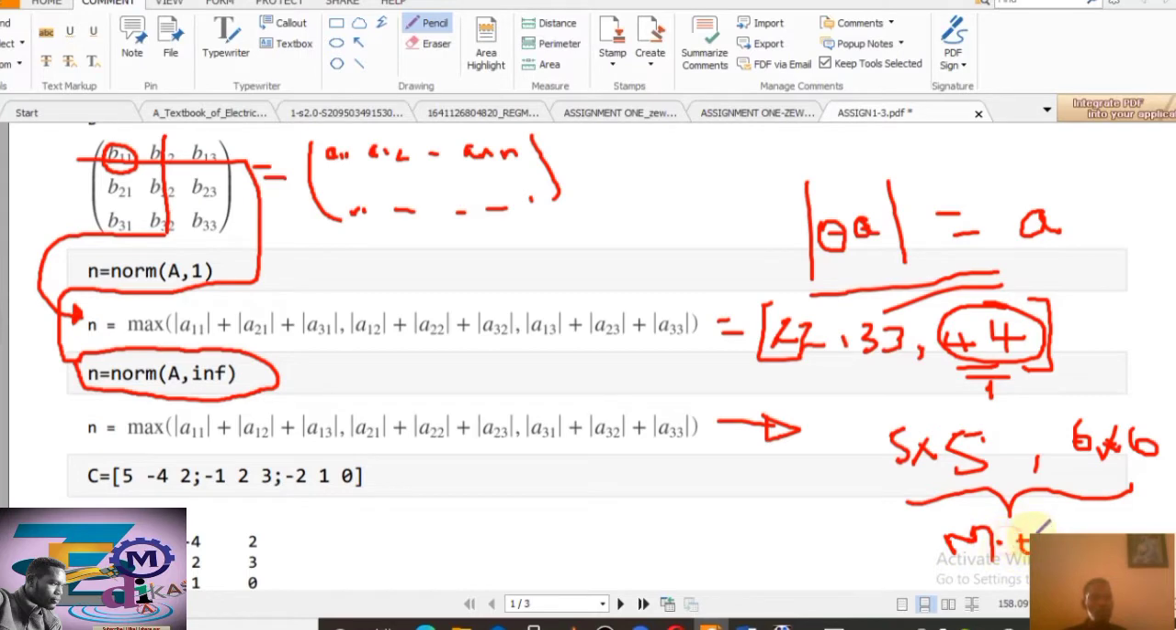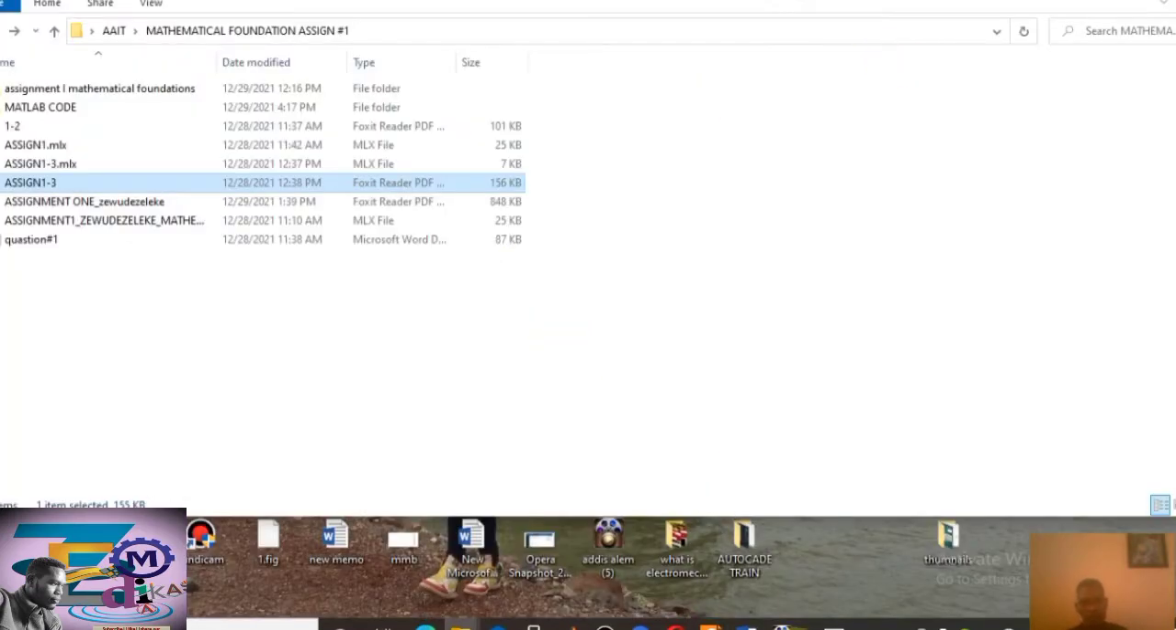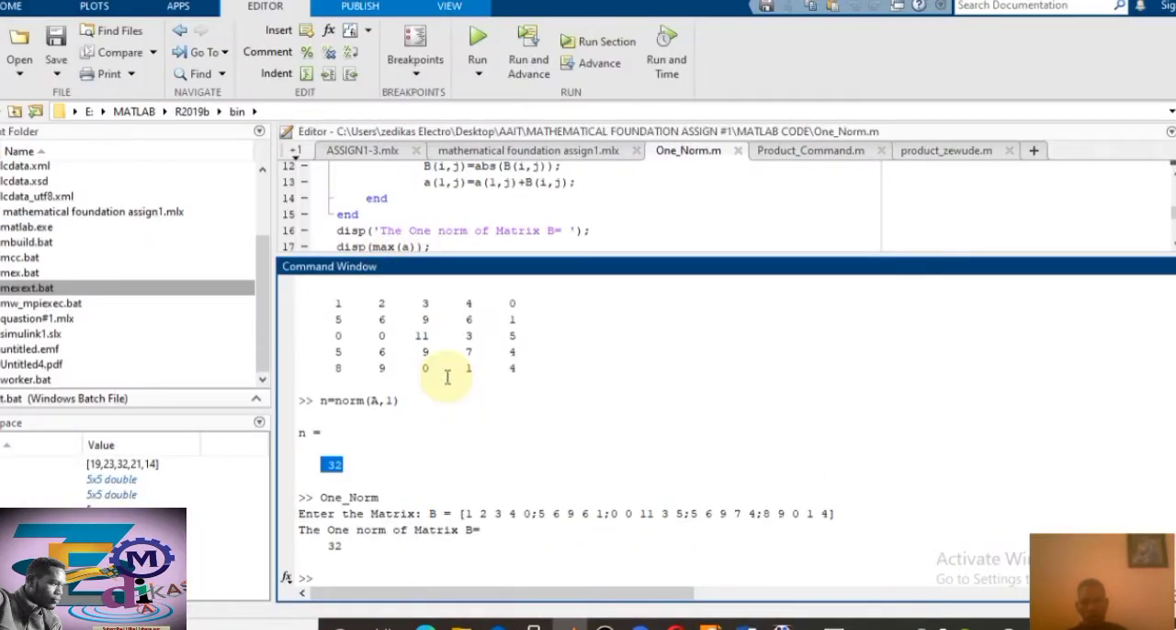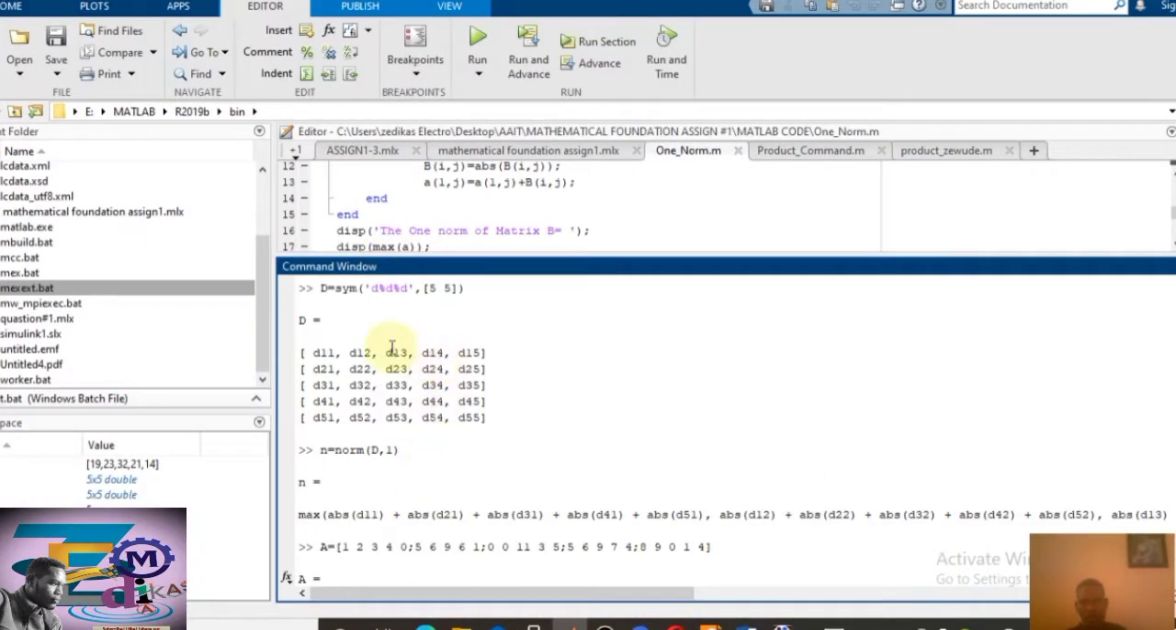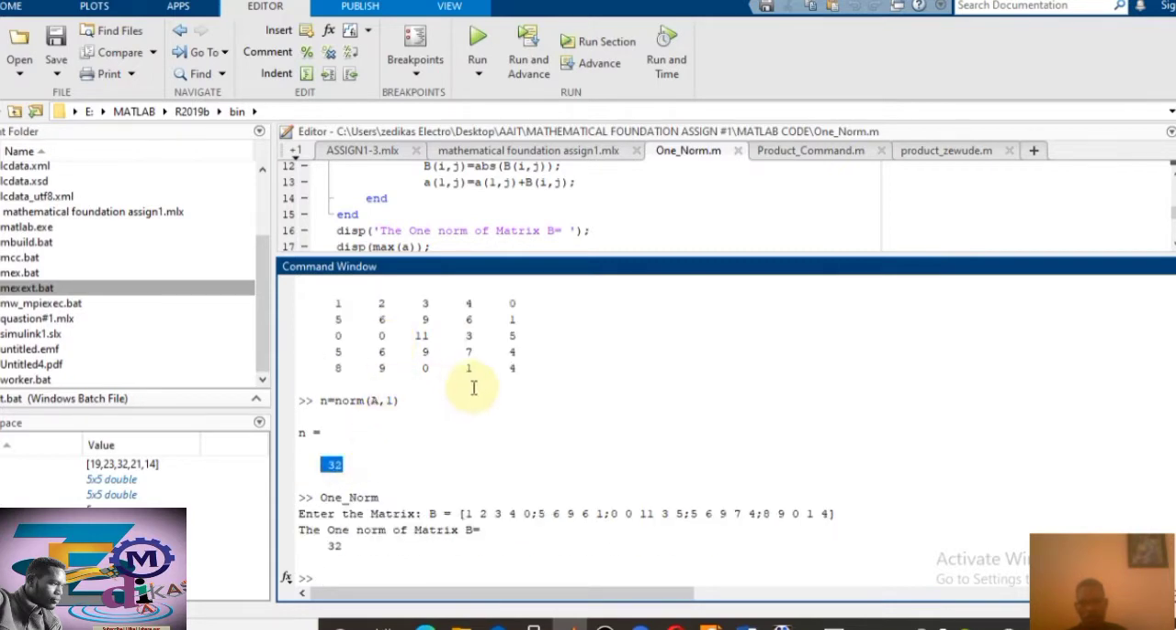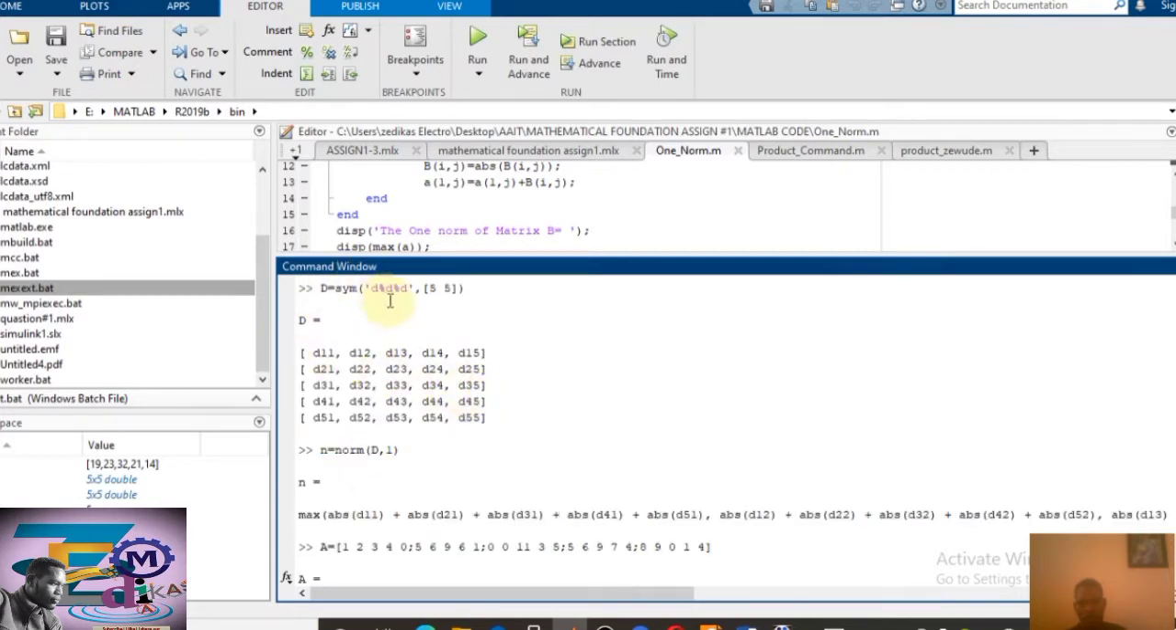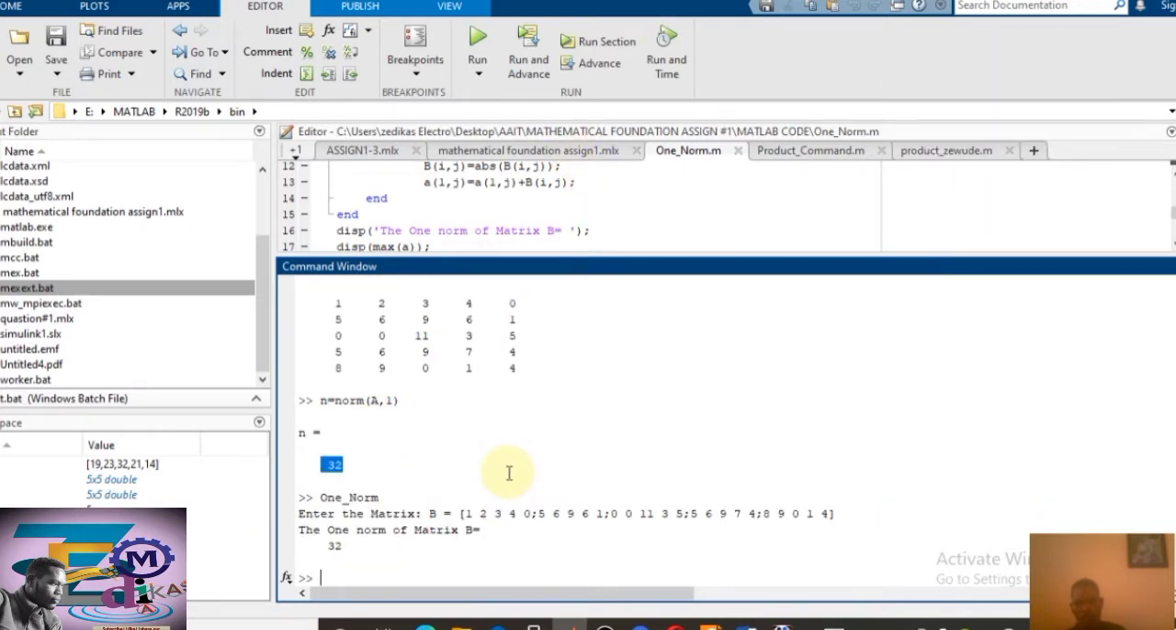So Matlab is a very essential tool in order to compute that. So let's go to Matlab and see how we compute the norm of those matrices. First of all, you have to open your Matlab here. I already did the first session. You'll see in this one norm, in both the loop algorithm as well as the normal way, we got the same value.